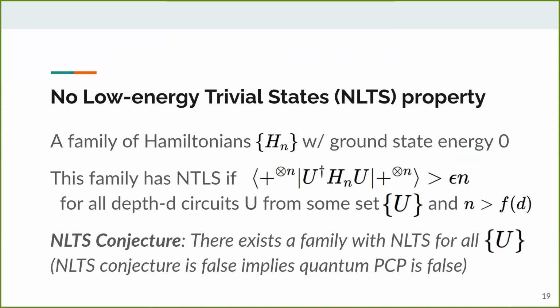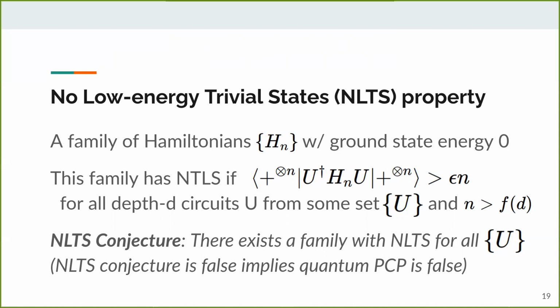There's a statistical physics concept called no low energy trivial states, NLTS, that has deep ties to complexity theory and quantum complexity theory. What it says is, is there any Hamiltonian where you can't get to the ground state with a simple quantum circuit? By simple quantum circuit, I mean a low depth quantum circuit, starting from some random product state. You can't find any of the low energy states. That's why it's called no low energy trivial states. The trivial states are the ones you can reach with these simple quantum circuits.